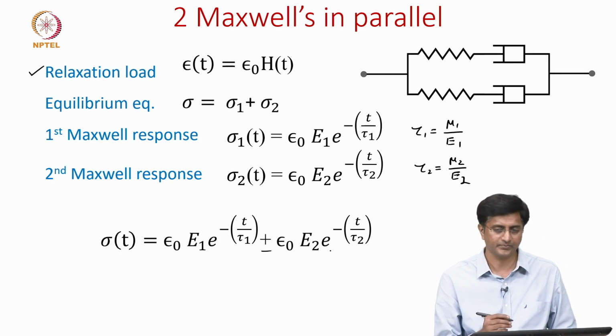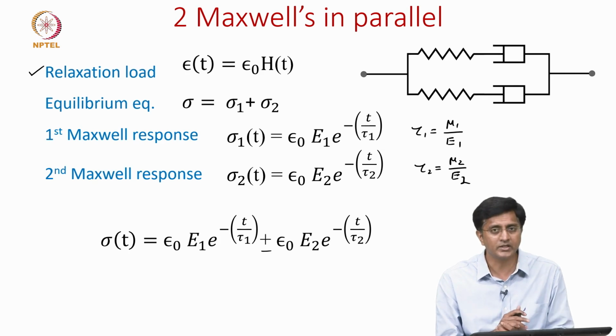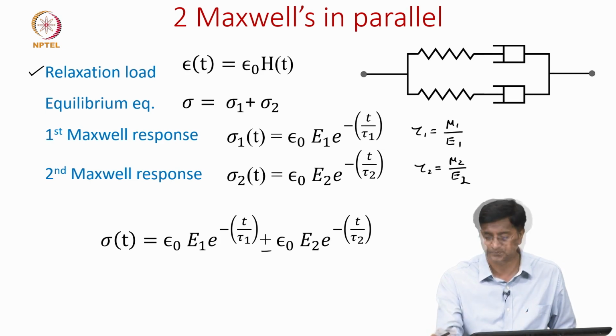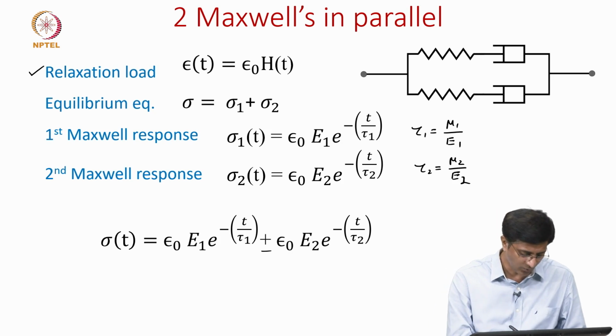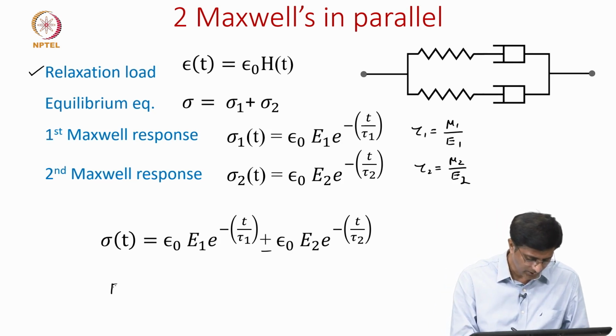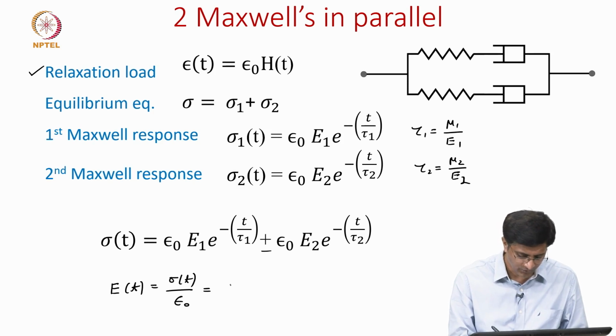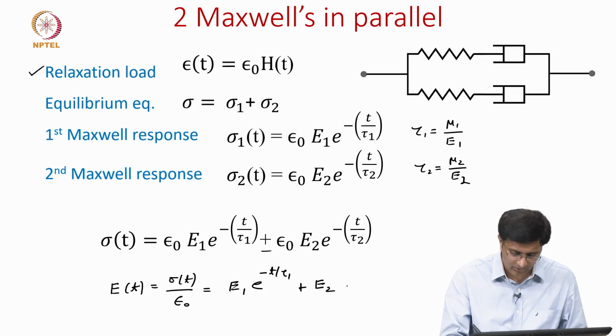the second Maxwell. But since we are looking at the relaxation response, usually we represent it with the relaxation modulus. So, how can we write the relaxation modulus for this? It is simply E of t is given as sigma t by epsilon naught, which is the load, and with this we get it is simply E1 times e power minus t by tau 1 plus E2 times e power minus t by tau 2.